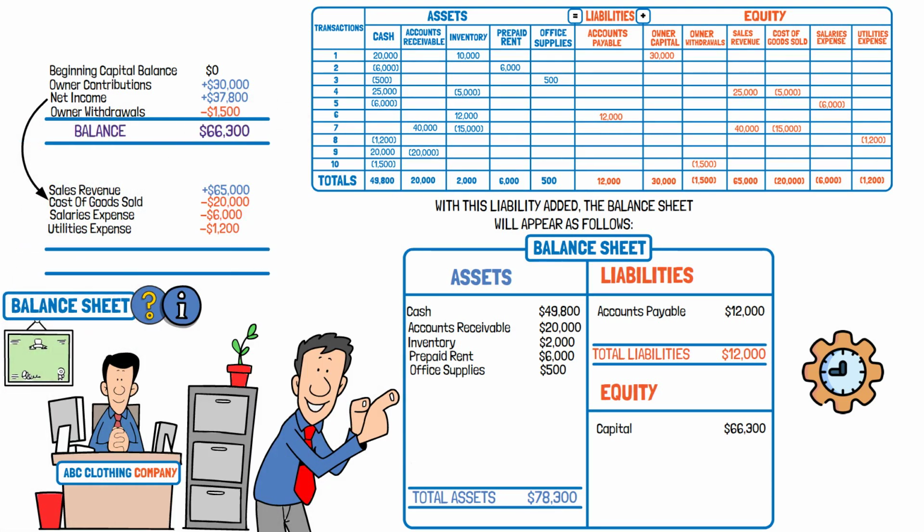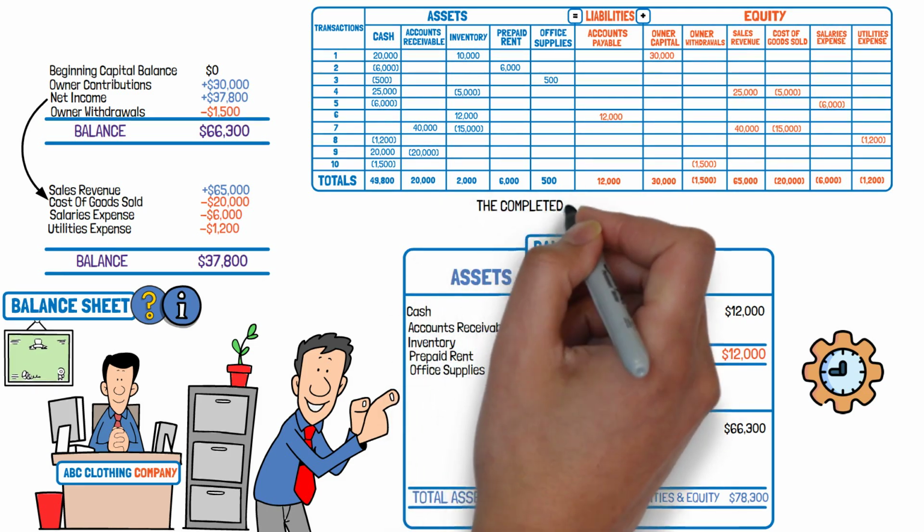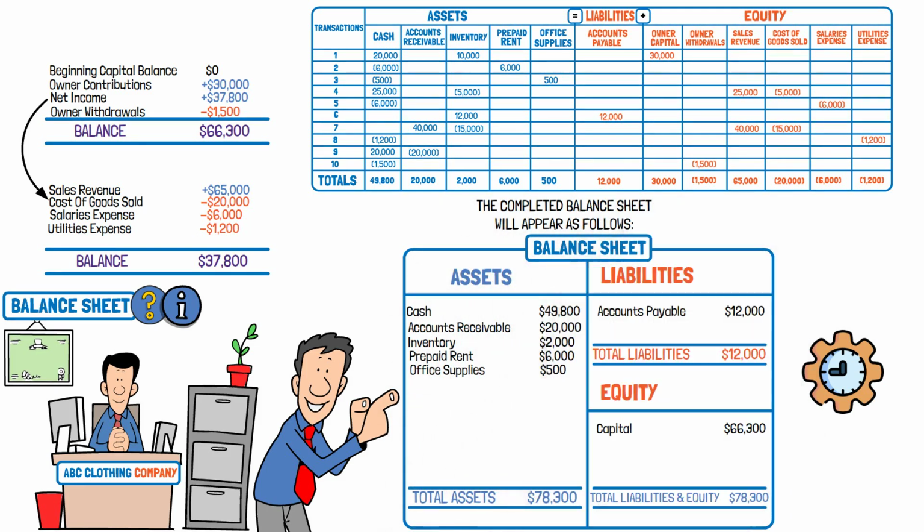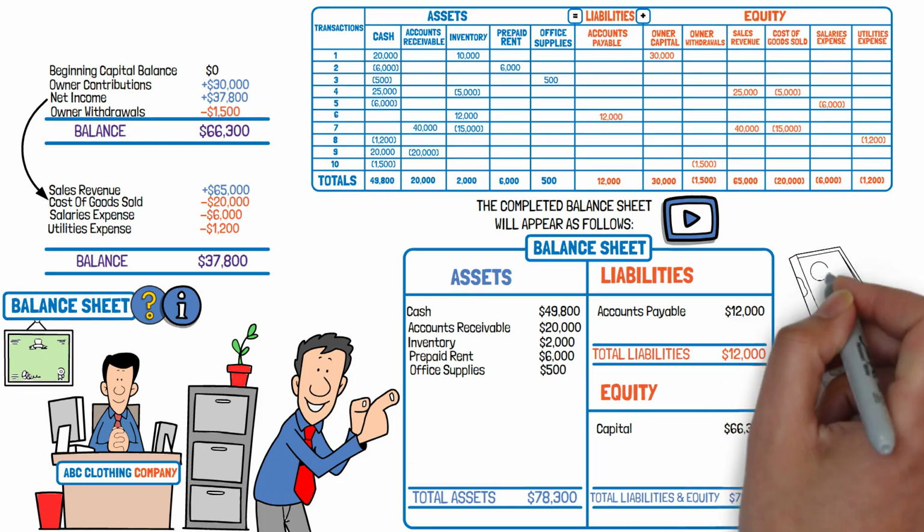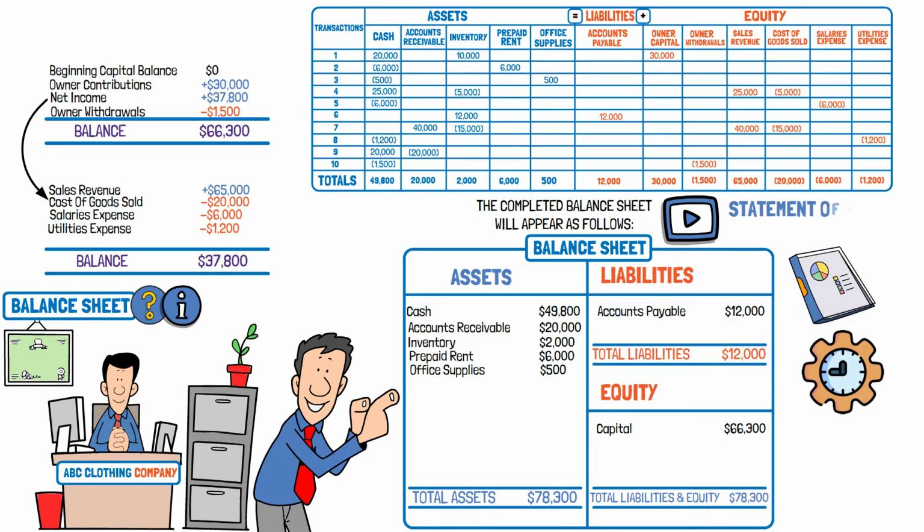As a result, total liabilities and equity will equal total assets of $78,300. The completed balance sheet will appear as follows. In the next video, we will prepare the statement of cash flows, the last financial statement for ABC Clothing Company.